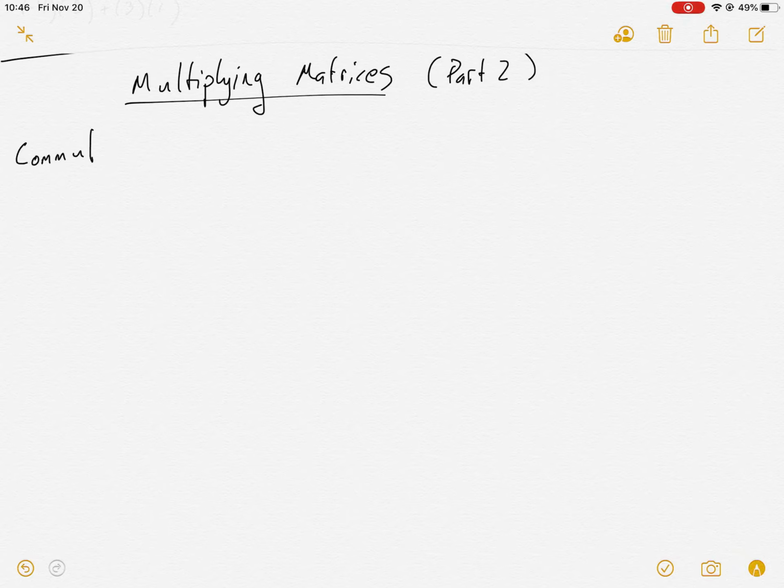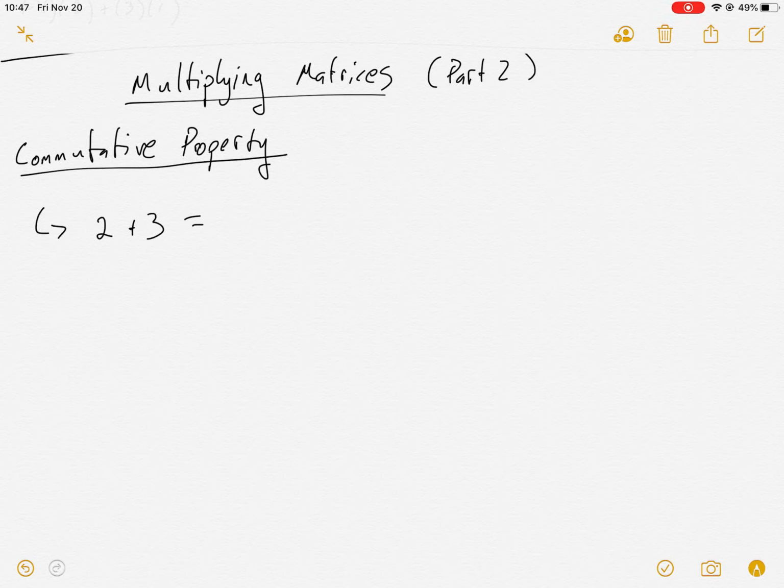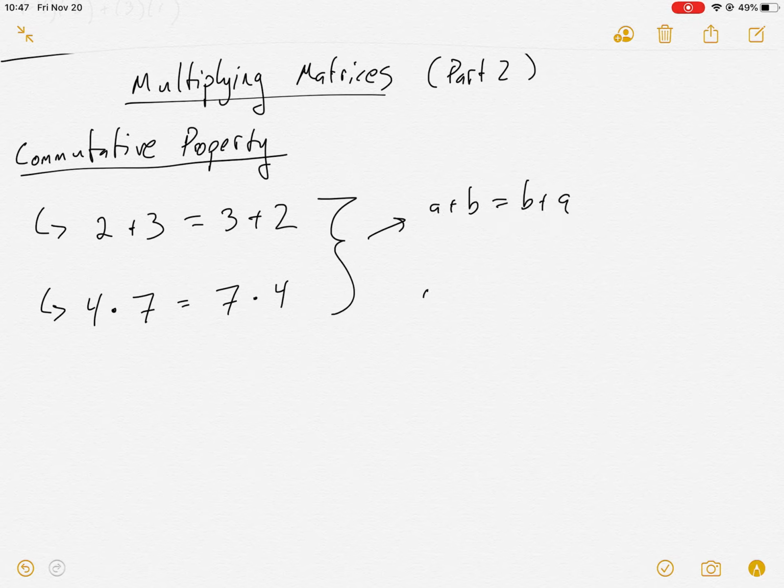So first of all, a quick reminder of the commutative property. Essentially what the commutative property says is if I took something like 2 plus 3, I would get 5, and that's the same as 3 plus 2. Or if I did 4 times 7, that would be 28, and that's actually the same as 7 times 4. So from what we know about numbers, and these can be summarized, if I have a plus b, that's the same as b plus a. So with numbers, the commutative property holds. It doesn't matter what order we do these problems in.